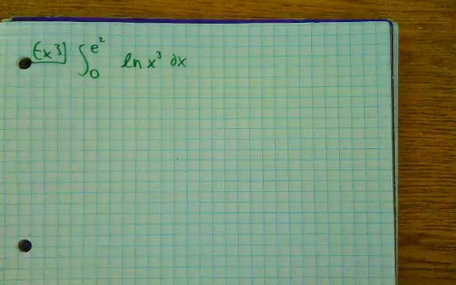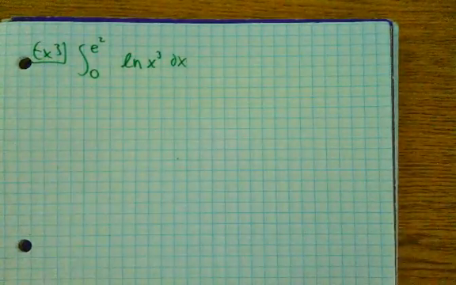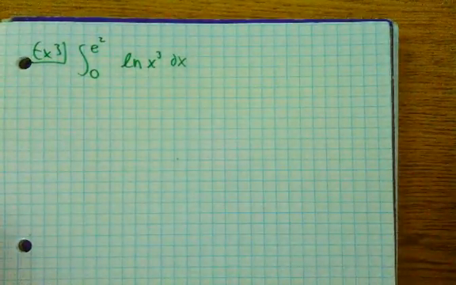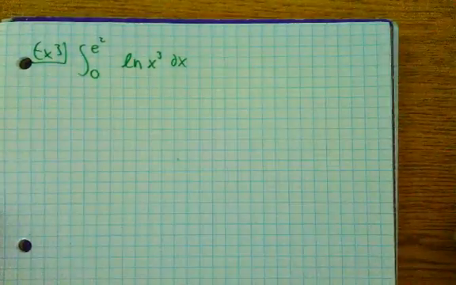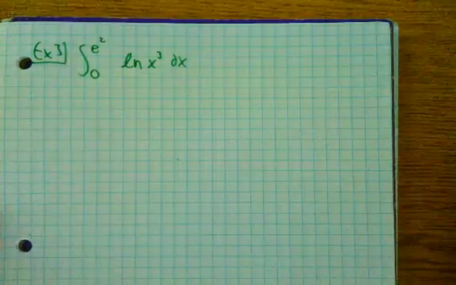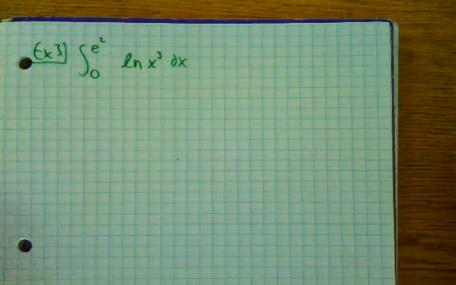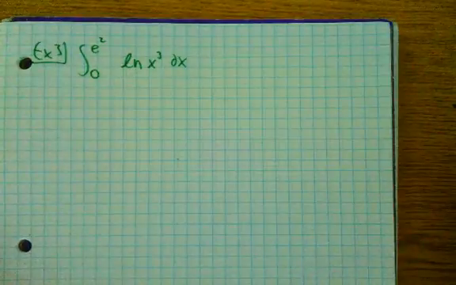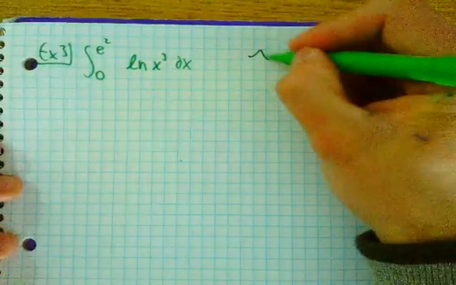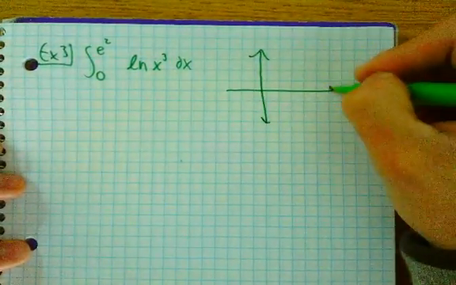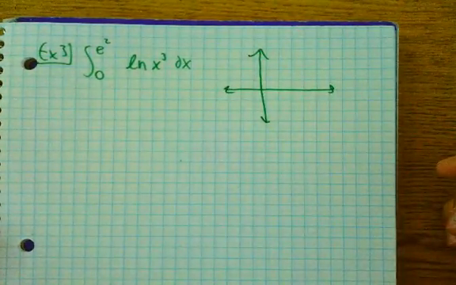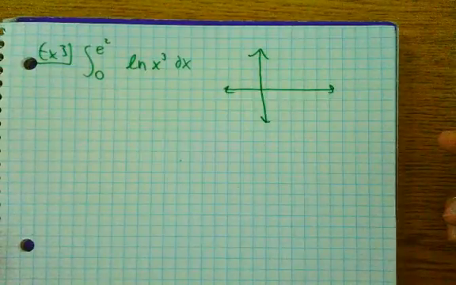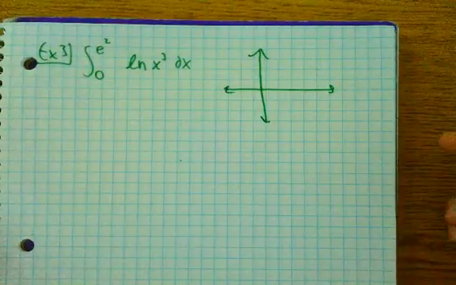Alright, the first thing I would do, before I even really attempt this, is think about what the graph of natural log looks like. Do you guys remember what the graph of natural log looks like? Can you take the natural log of a negative number? Can you take the natural log of 0? No. So wouldn't that mean that you would have an asymptote at 0? And then it would look something like that, right?